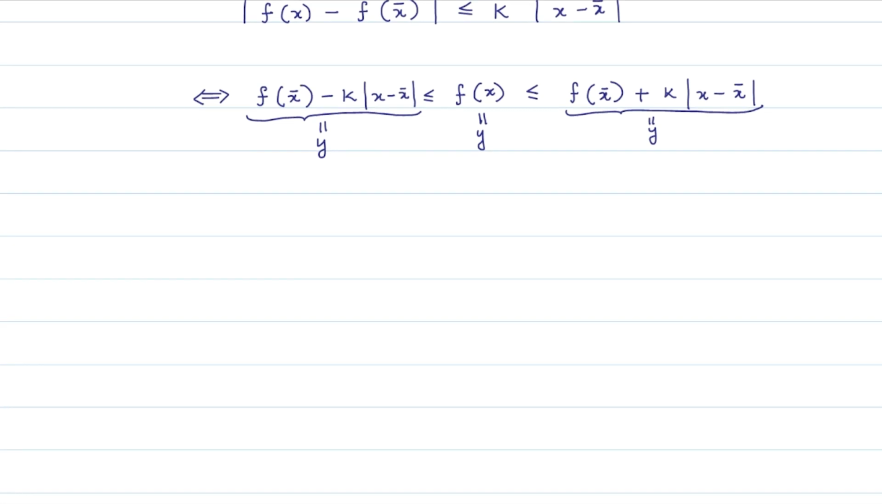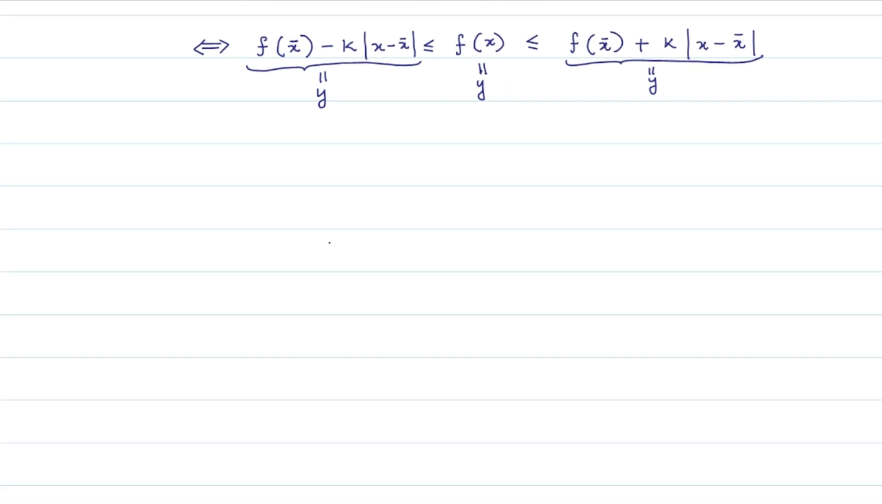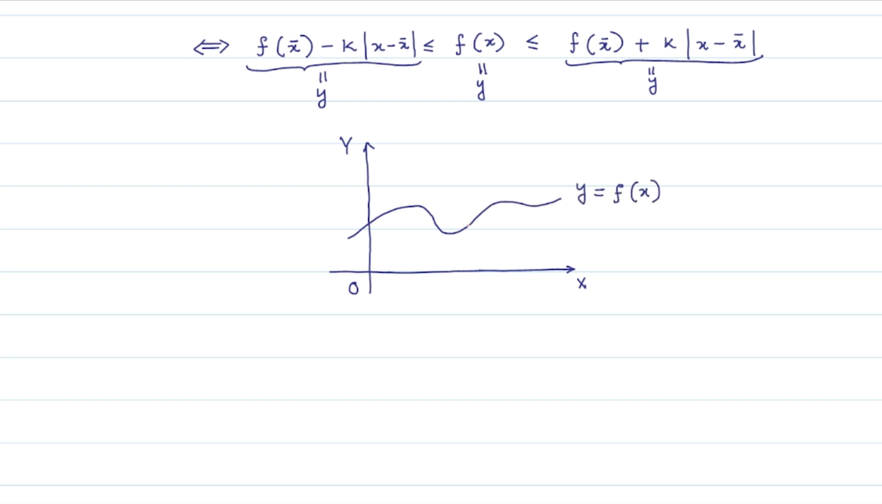Let us suppose the graph of the function y equals f(x) on the xy plane is this hypothetical graph, and suppose the location of the point x bar is somewhere over here and the associated point in the graph is this point whose coordinates are x bar and f(x bar). Now this left hand side expression y equals f(x bar) minus k times modulus x minus x bar is a graph given by this one. Similarly, for the right hand side expression, we will have a graph, this one, having vertex at the point with coordinates x bar and f(x bar).